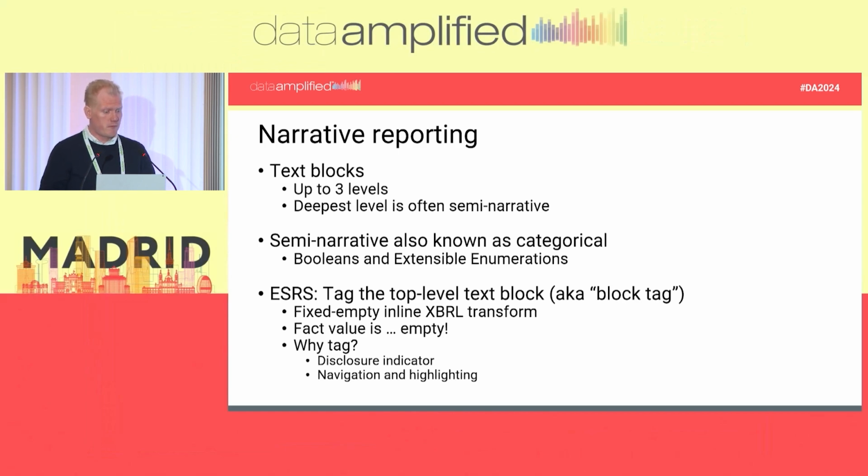Well, they all use text blocks. We all know what a text block is. There's roughly up to 3 levels. Occasionally you can find an extra level if you count really hard. The deepest level is often this thing, semi-narrative. So we've got all these different words going on: semi-narrative, categorical, booleans, extensible enumerations. But it's how do I make the data user-friendly, AI-friendly? Can a machine read this reliably rather than guessing what the text says? And we'll come on to see some examples on that.